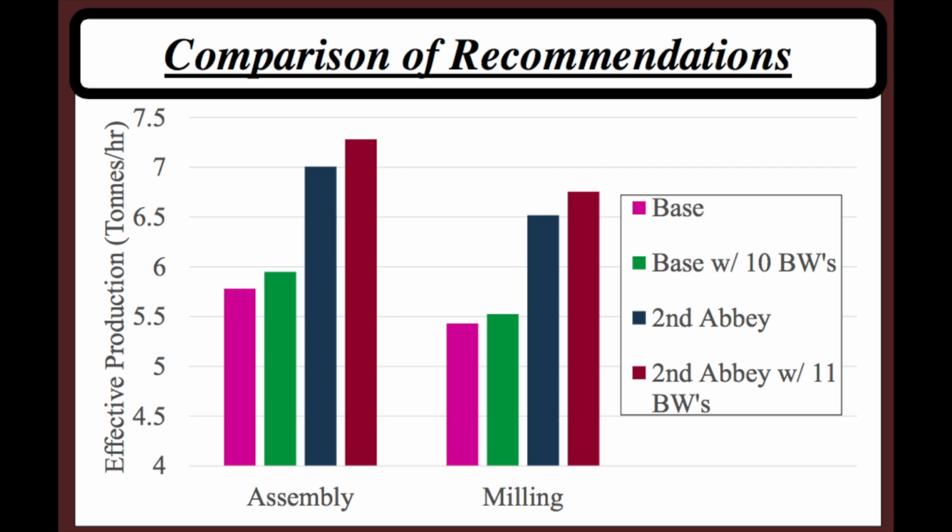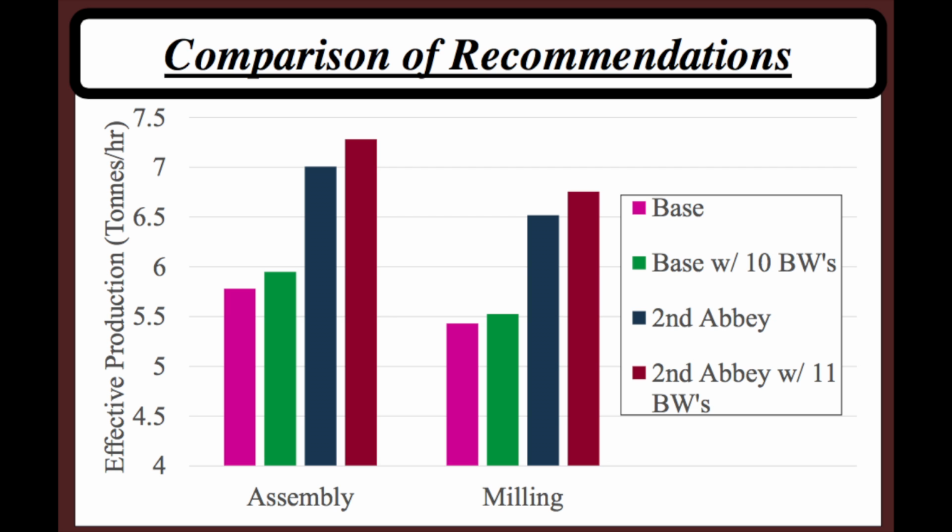Now we will look at the last bar graph, in which we implement the investing of big wheels after we have the second Abbey line. The blue bar you see here is a recommendation of implementing a second Abbey or a third milling line. This increases productivity immensely, and for the milling, about a 16% increase in productivity.